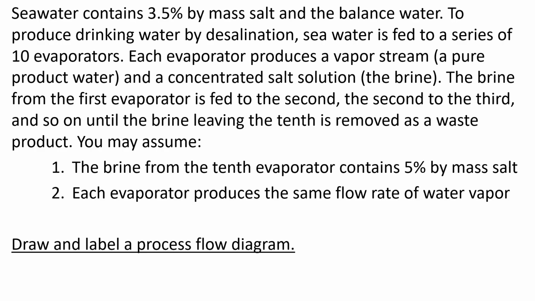In the evaporator, the seawater is boiled, essentially, to produce a vapor stream. The vapor stream is pure water, and this is our product. What's left behind is a concentrated salt solution. It's called the brine. The brine produced by the first evaporator is sent to a second, where additional water evaporation occurs to add to our product water stream. And a brine is produced by that second evaporator as well, which is then fed to a third, and so on until we reach the 10th.